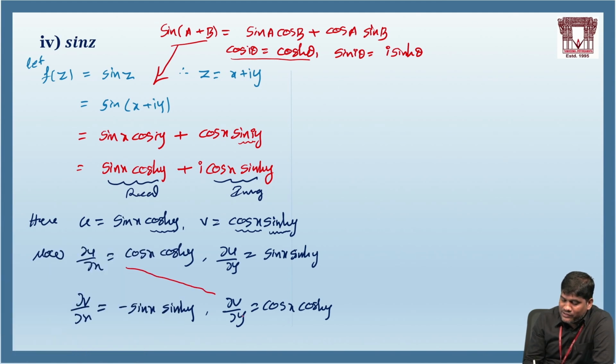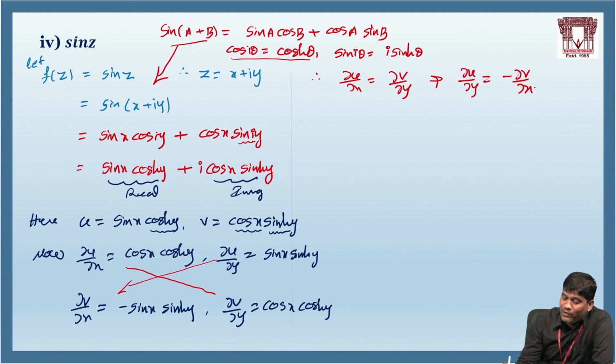∂u/∂x is equal to ∂v/∂y, and ∂u/∂y is equal to minus of this, so that u and v are satisfying the Cauchy-Riemann equations. Here ∂u/∂x is equal to ∂v/∂y, and ∂u/∂y is equal to minus ∂v/∂x for all the values of x and y, as well as the first order partial derivatives are continuous.